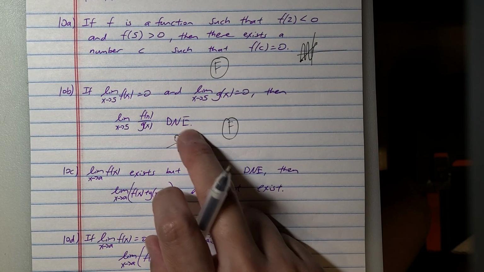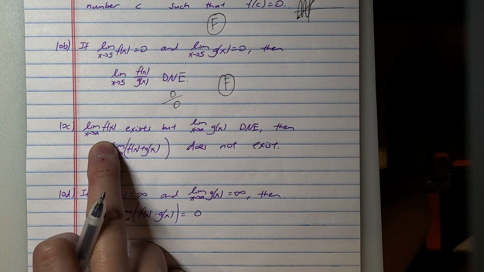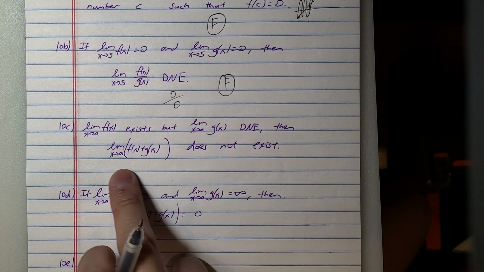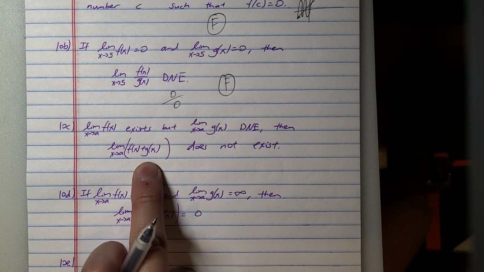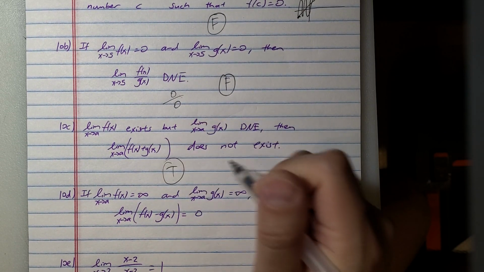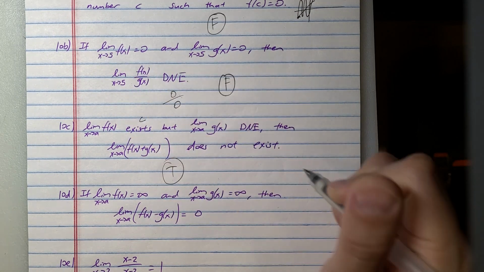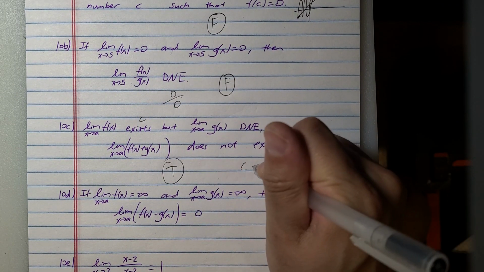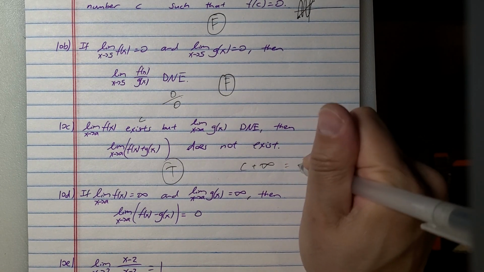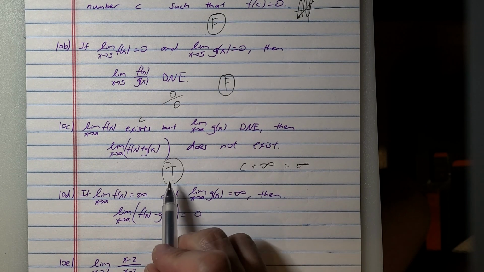So this is false. If the limit as x goes to a of f of x exists, but the limit as x goes to a of g of x does not exist, then the limit as x goes to a of f plus g of x does not exist. This is true. Because let's say this is some limit c, it'll be c plus something that does not exist, so for example infinity, or even minus infinity, that's still infinity, or minus infinity. So, true.